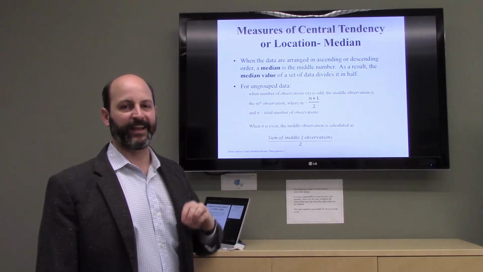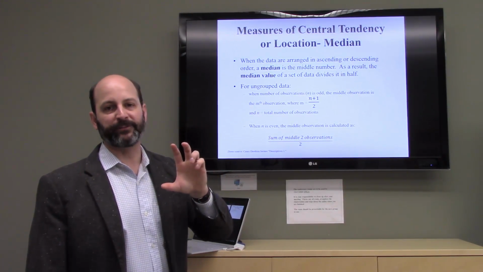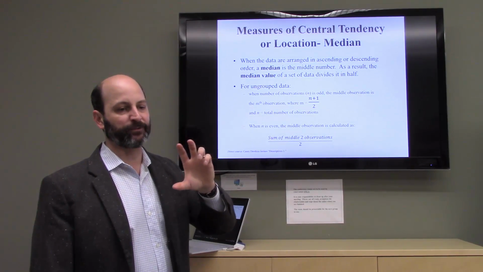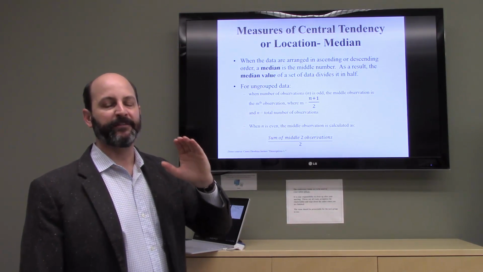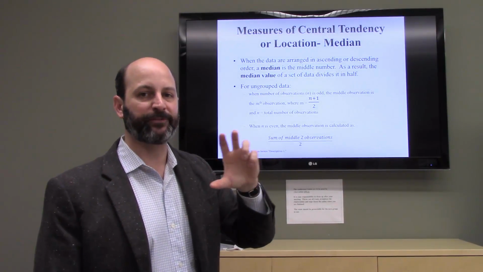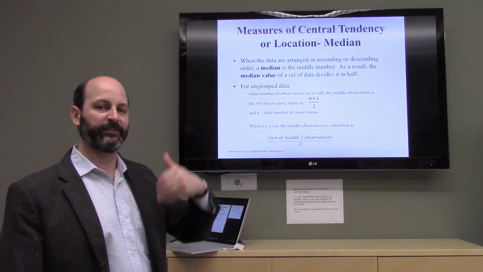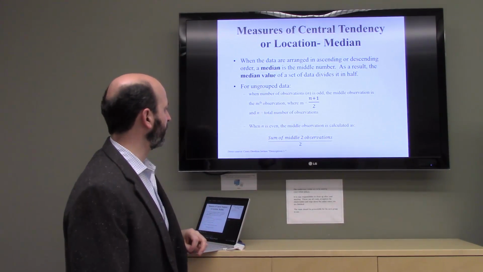It divides the data. It's not saying that 50% are necessarily in relation to that middle number, but it's saying 50% of the data in the raw data set appear after that number, and 50% typically appear before that number. So it is the middle of the range of values.